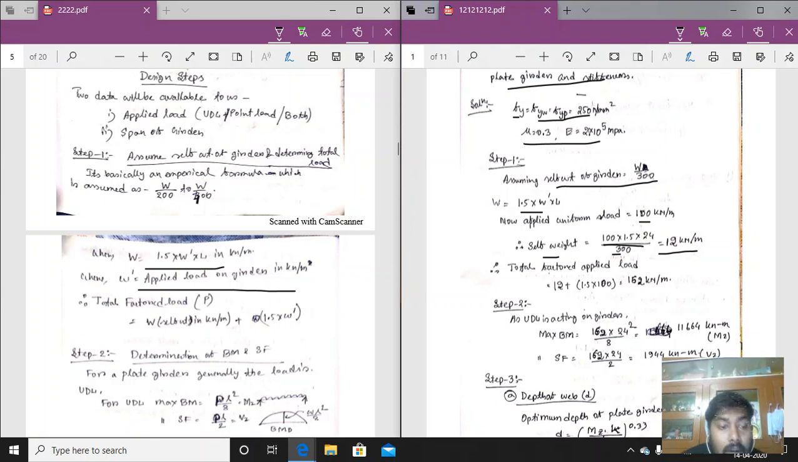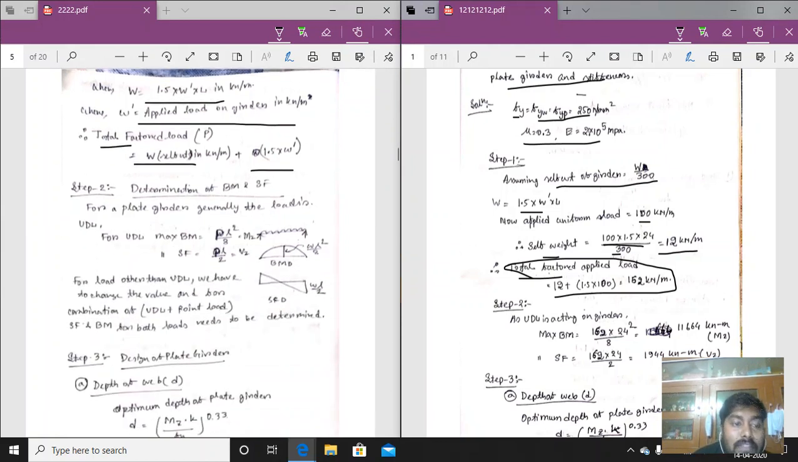Now total factored load will be W self weight plus 1.5 into W dash. So 12 plus 1.5 into 100, that is 162 kilonewton per meter. So the load is 162 kilonewton per meter. That is the load acting on the plate girder. So the load calculation is complete by this formula. Now coming to step number 2. What does step number 2 say? Determination of the bending moment and shear force.